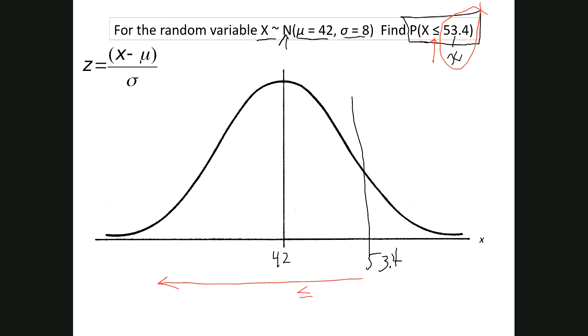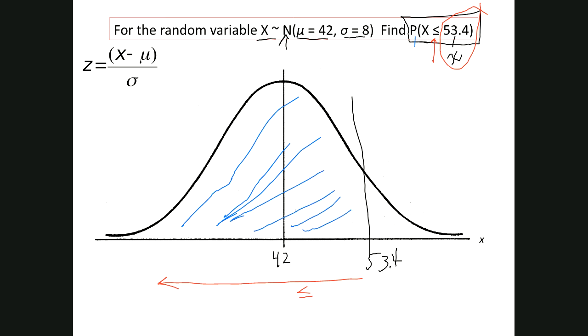53.4. And then finally to find this probability, that's going to be everything that's under the curve to the left of 53.4. That stays under the curve, actually. So it's everything under the curve. And so now we're going to need to use our Z transformation, and we're going to substitute in here.